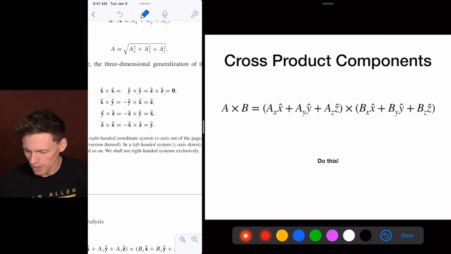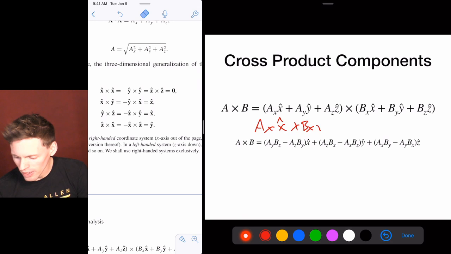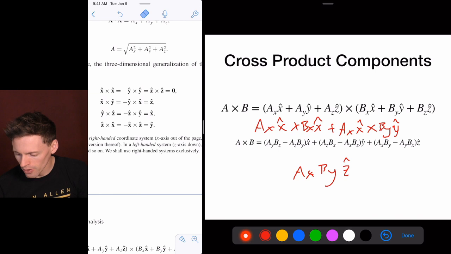So when you multiply all this out, you end up getting that this times that gives you 0. So if I just write out this first term, Ax x hat crossed Bx x hat, 0. And then plus our next term is Ax x hat crossed into By y hat. Okay, well, what is that? It's AxBy, but then what's x cross y? x cross y is z. So then this is the magnitude Ax times the magnitude By in the direction of z hat, and so there's that term there at the end on the z hat component.